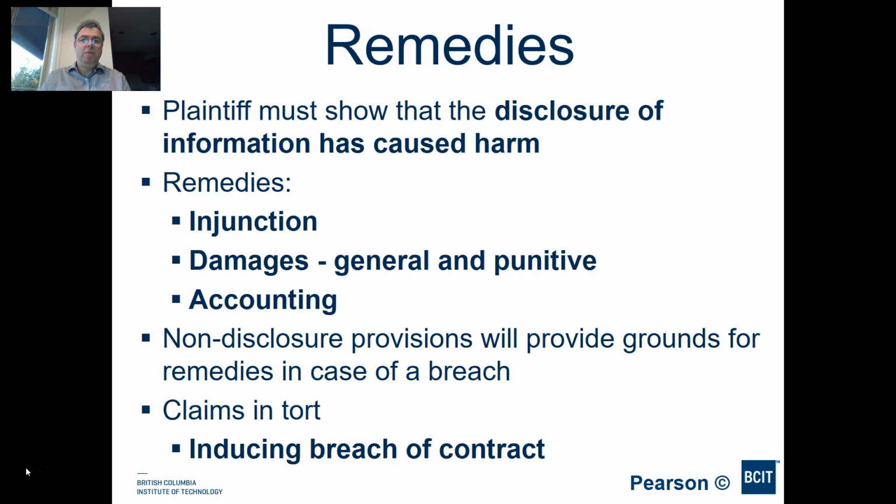You can also get damages, and if there was bad faith or malice, you could get punitive damages. And accounting, you could also get if they have benefited or profited out of your confidential information or trade secret. So accounting is turning over the profits they made to you. You could also have some tort claims, such as inducing breach of contract.